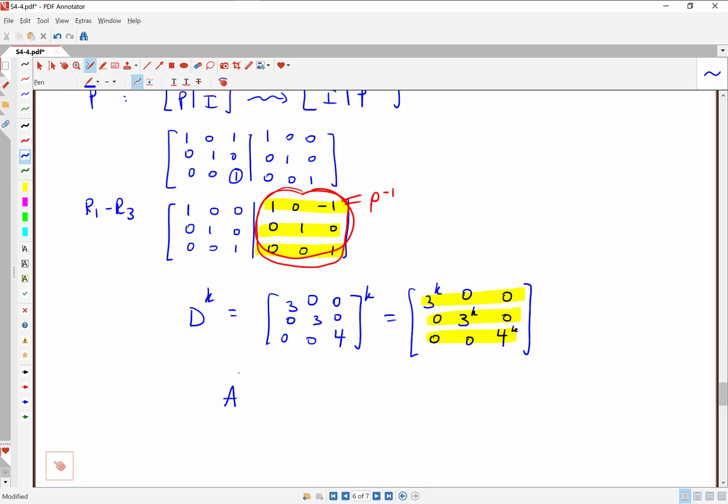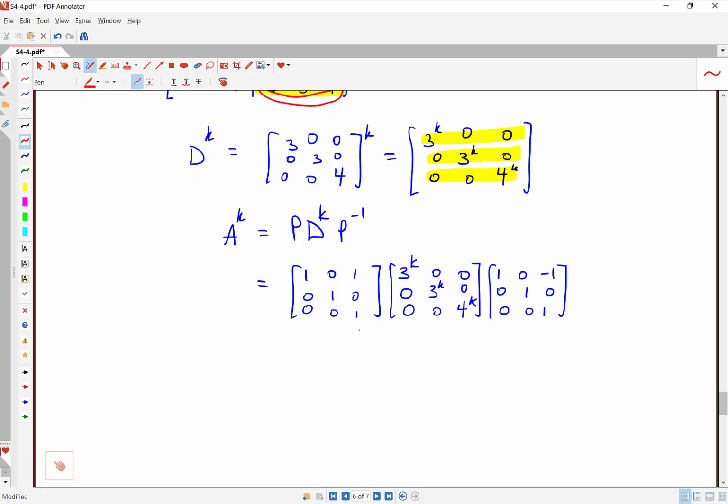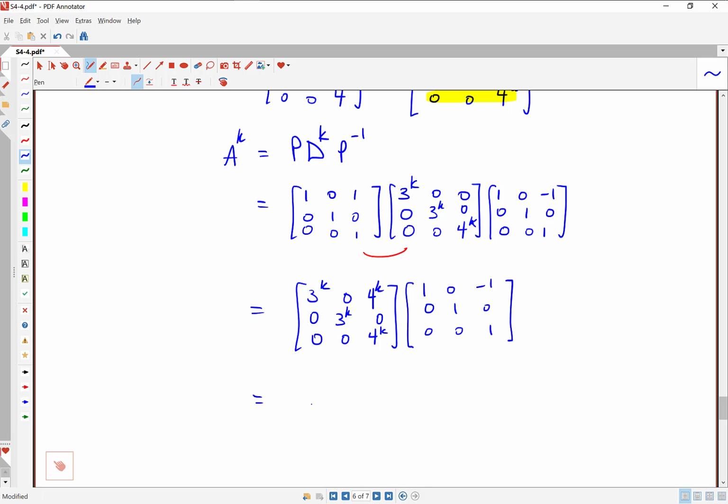So our big fact said A to the k is equal to P D to the k P inverse. Now remember, bracketing order doesn't matter here, so you could either do this multiplication first, or you could do that multiplication first. Doesn't really matter. I suppose I'll just work from left to right. So we'd have 3 to the k, 0, 4 to the k, 0, 3 to the k, 0, and then 0, 0, 4 to the k. So we multiply those first two matrices. We still need to multiply by P inverse, and then one more multiplication to get our answer.